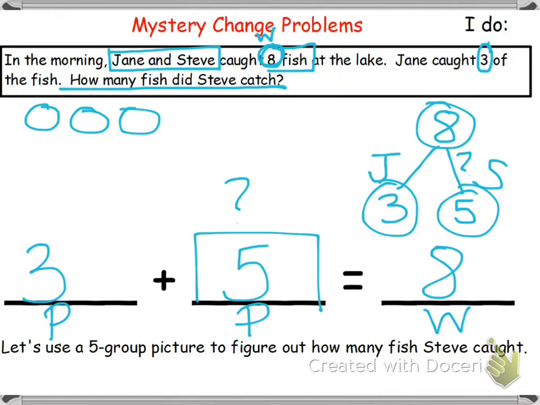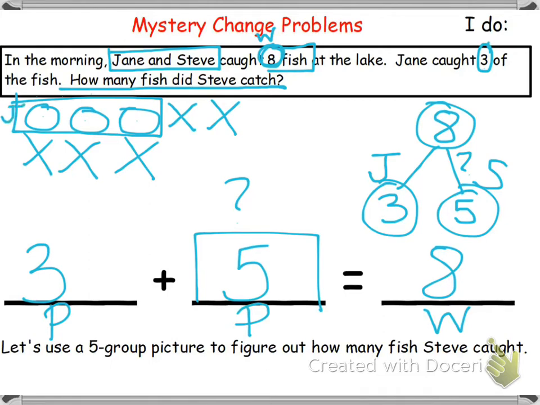So let's count this together. I already have 3, 4, 5. Remember, I'm counting to 8. 6, 7, 8. Now I can see these 3 right here that are for Jane. Put a little J right here. And then these X's right here are for Steve. There's 5 X's. So I got the same answer no matter which way I solved it. Okay, so remember, those are the 2 ways that you can solve it.